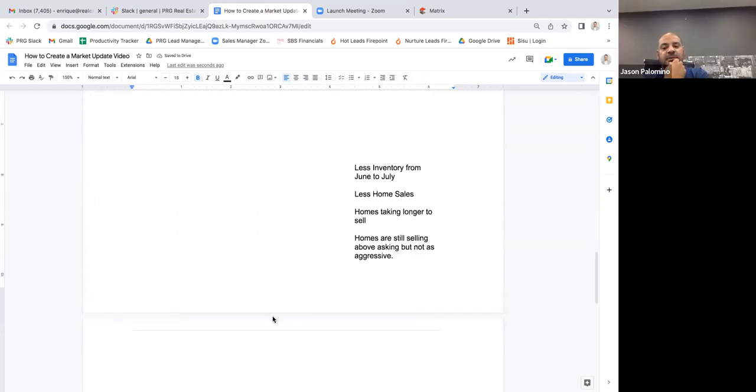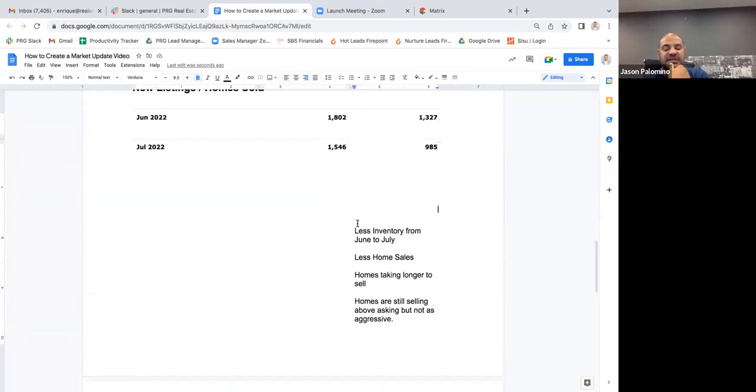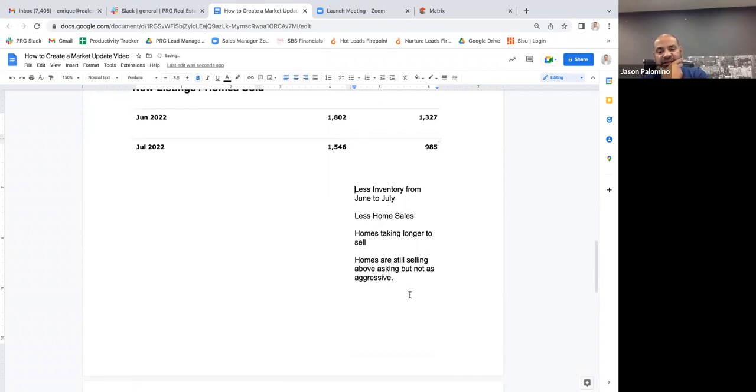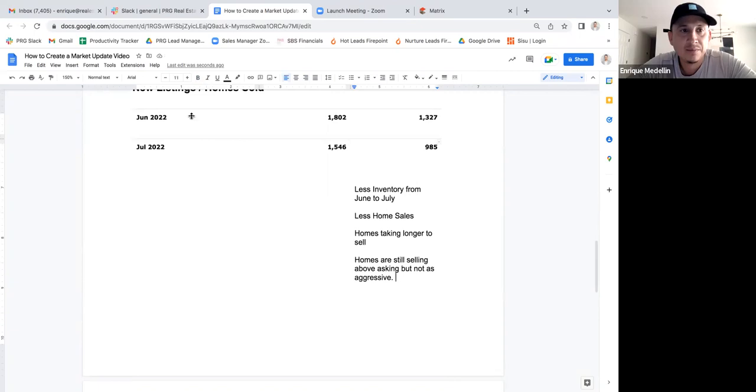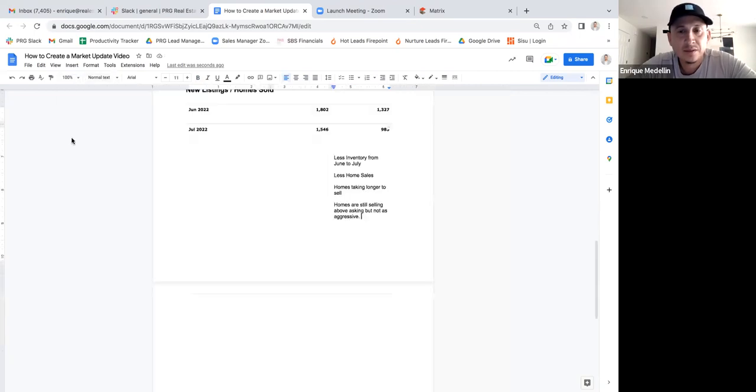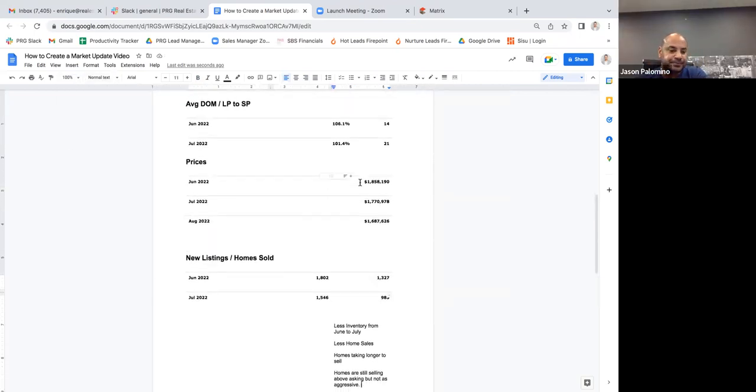Enrique, the reason why they may still be showing the stat of going up 1% is because the listing agents are pricing them correctly now, or they've adjusted to the decreasing market, right? Yeah. They're still being aggressive. They're still listing at a lower price and still going above. Yep.